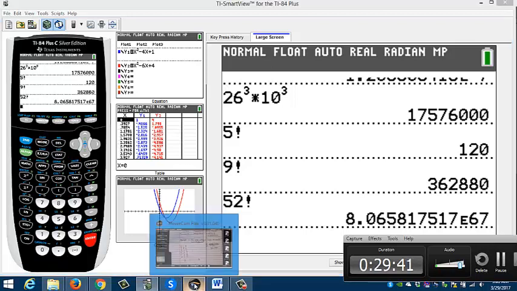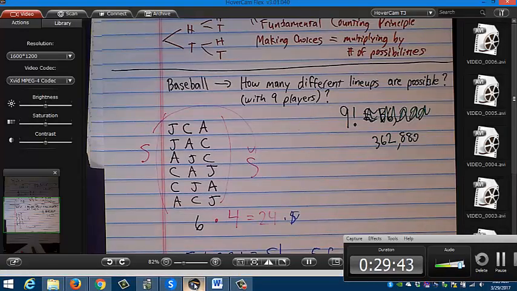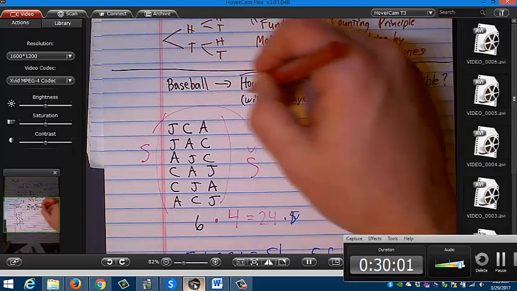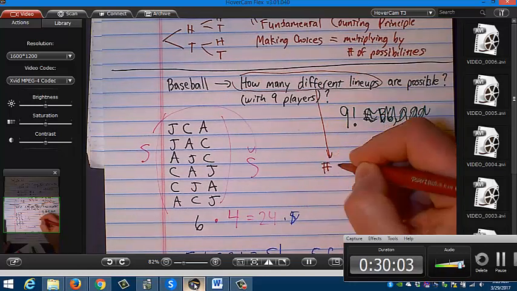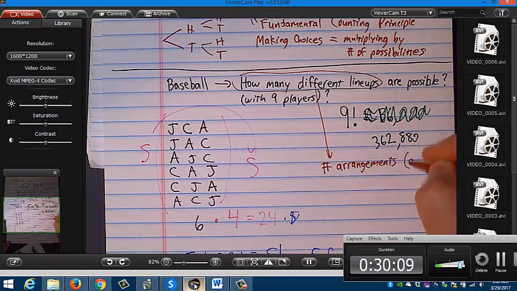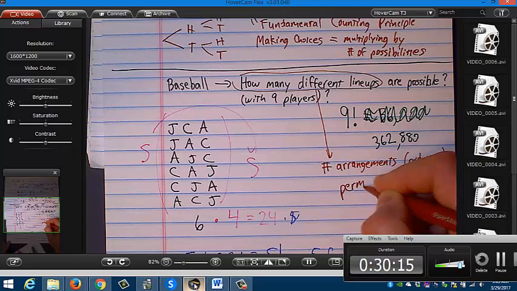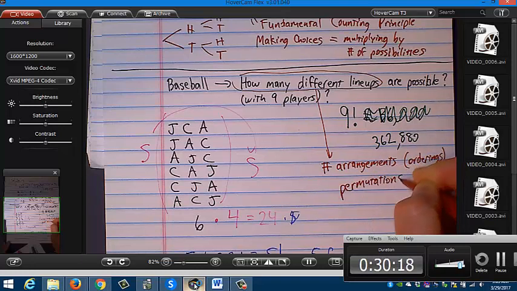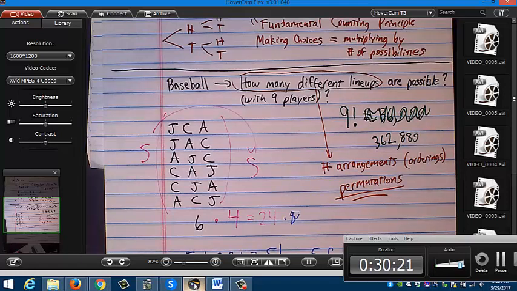And so one of the reasons that when you study probability, you better study counting is because the numbers get really big really quickly, right? And what we're counting here, by the way, when we say how many different lineups, we're really counting the number of arrangements, or orderings. And these are also called permutations. Permutations. Okay? And that's an important idea.